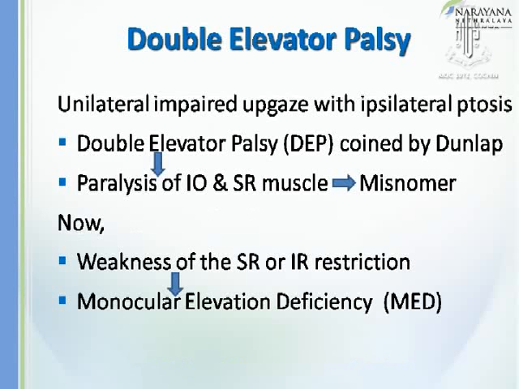not elevate in upgaze with ipsilateral ptosis. This was coined by Dunlap initially, where they thought it is because of paralysis of the inferior oblique and superior rectus muscle, but was later on found to be a misnomer. Now we call it MED, or monocular elevation deficiency, where there is either a weakness of the superior rectus or an inferior rectus restriction. So now I will be addressing it as MED.